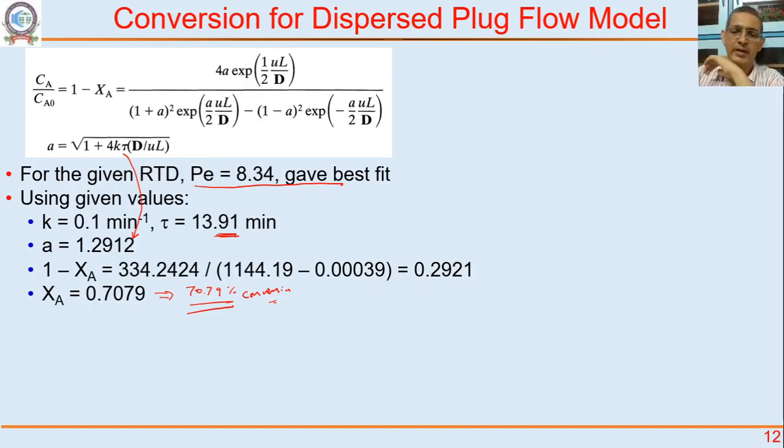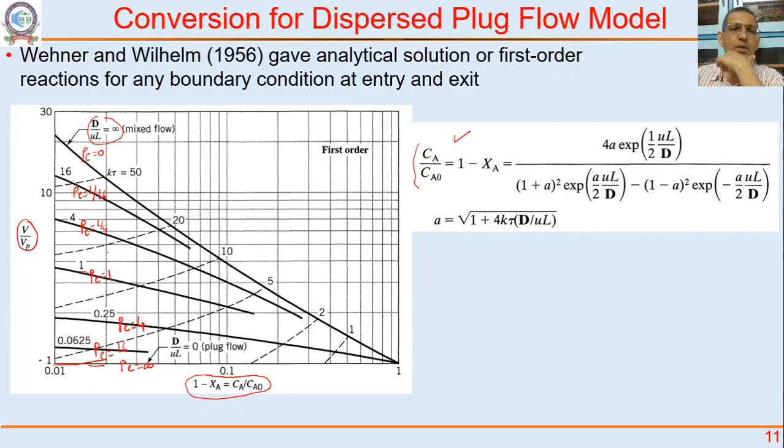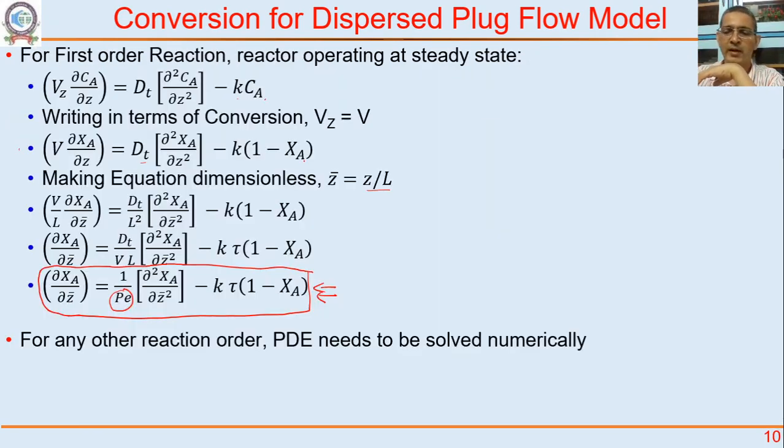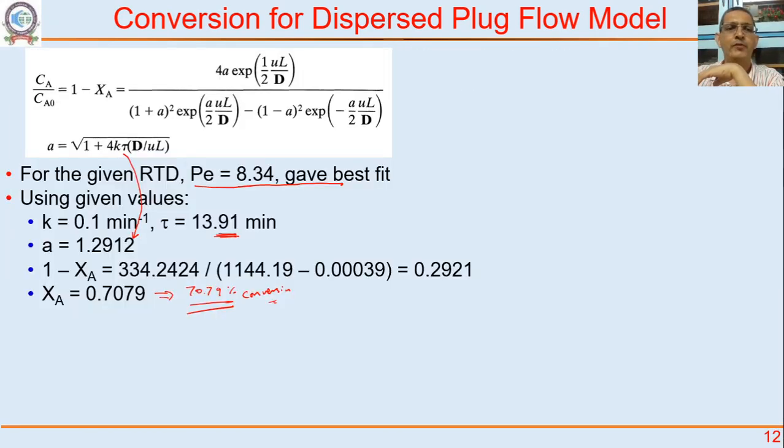For a reaction that is not first order, we can use similar charts, or you can solve this numerically for yourself. You don't need to rely on any chart to calculate conversion. So that's how RTD is helping us to calculate conversion. And we can now compare with our actual reactor.